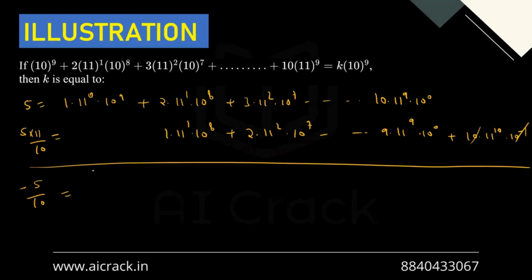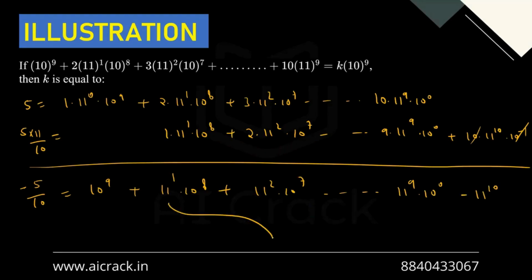When we subtract this from this one, we'll be getting minus S by 10. Now this is alone, it does not have any pair, so that would be 10 is power 9 only, right? Now this becomes 11 is power 1 dot 10 is power 8. Now this becomes 11 square dot 10 is power 7. This becomes 11 raised power 9 dot 10 raised power 0, and this itself is minus 11 raised power 10. Okay, and now we know that this is a standard GP.